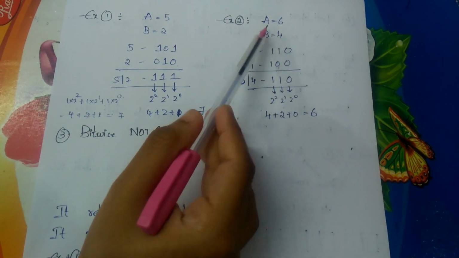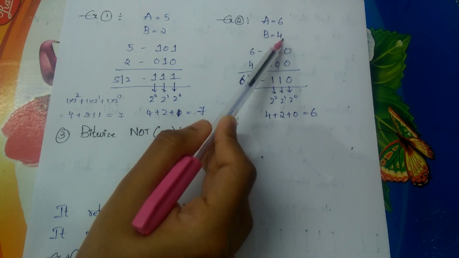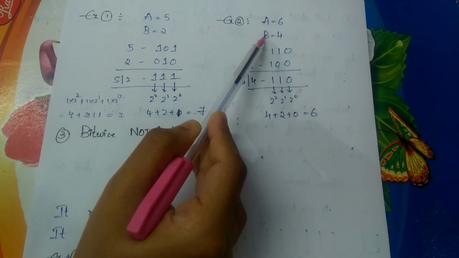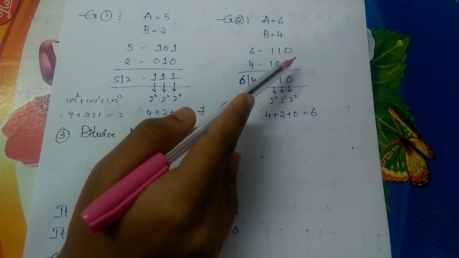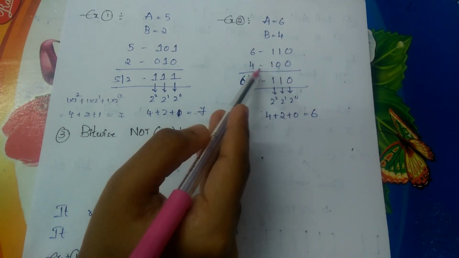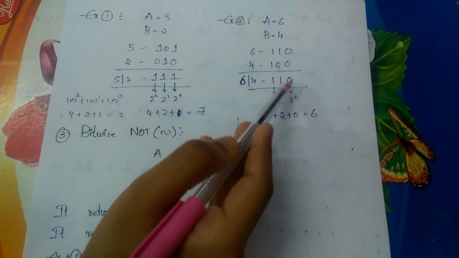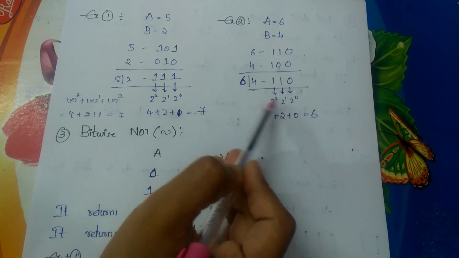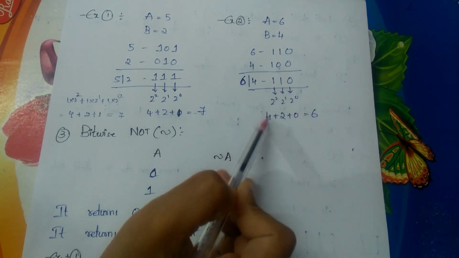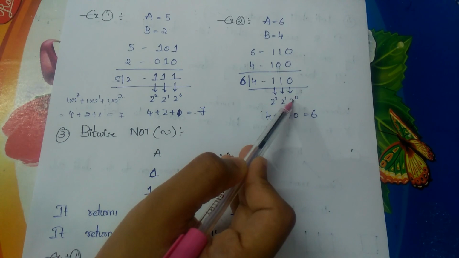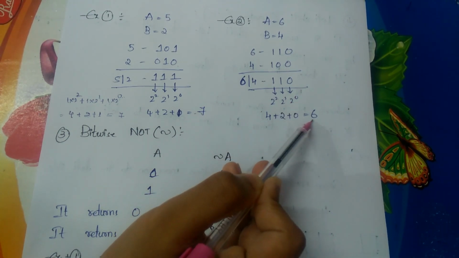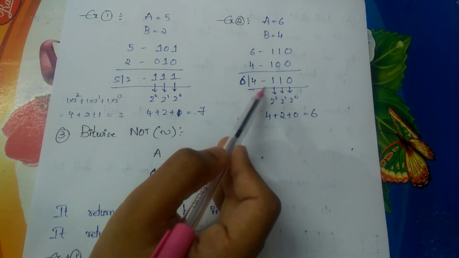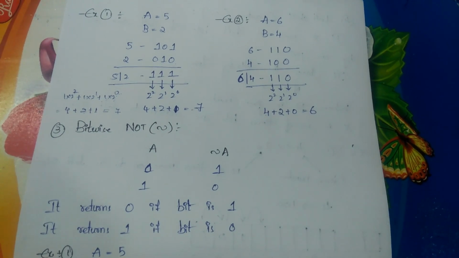Now example 2 for bitwise OR: A is equal to 6 and B is equal to 4. Now we have to find A bitwise OR B. The binary number for 6 is 110 and the binary number for 4 is 100. Now 0 0 returns 0, 1 0 returns 1 and 1 1 also returns 1. Now we have to write the places. So 1 into 2 power 2 is 4, 1 into 2 power 1 is 2, and 0 into anything is always 0. So 4 plus 2 plus 0 is equal to 6. So 6 is the value for 6 bitwise OR 4. This is about the bitwise OR.